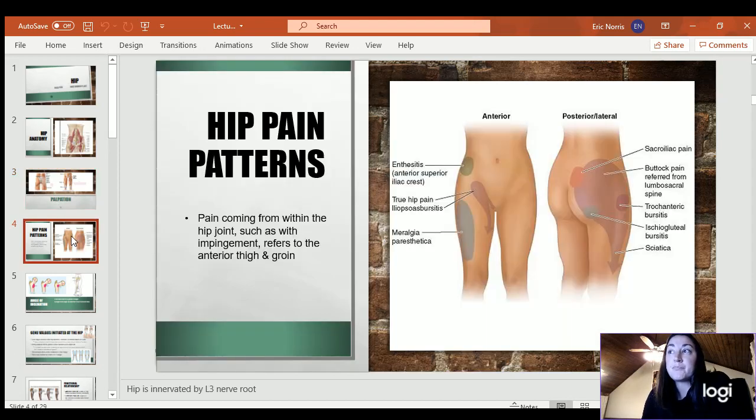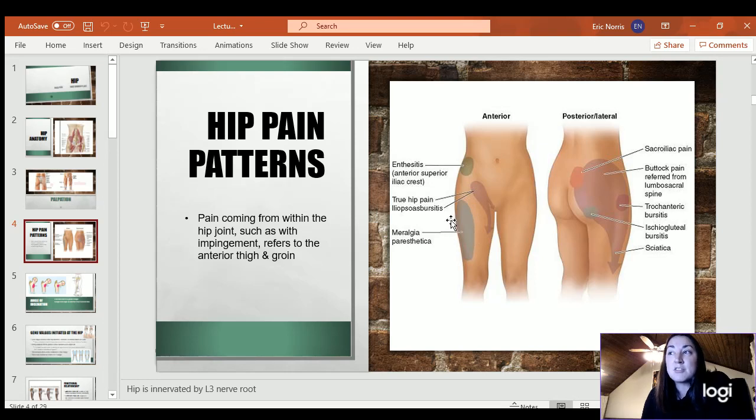Here are referred pain patterns of the hip. Now these are referred from the hip, different ailments where they normally cause pain, rather than what we've looked at in the past, which would be the referred pain patterns from organ involvement. So true hip pain coming from the hip joint itself usually refers pain to the anterior thigh and groin region. And that could be from maybe arthritis or from a torn labrum, impingement in the hip. All those things can cause pain in that area, anterior thigh, groin region.